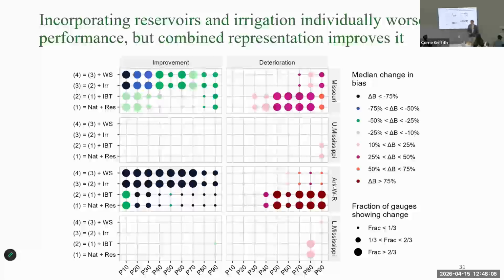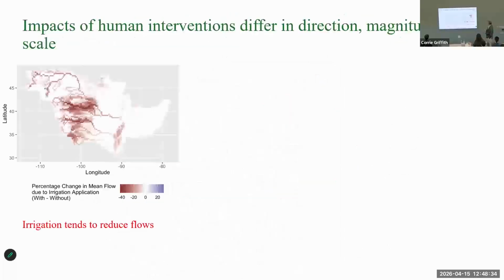Right. So that basically shows it's kind of intuitive, but it's nice to see some more detailed numbers, right? So we really need to put reasonable reservoir and irrigation together for some sub-watersheds in the Mississippi River Basin. If we miss one of them, then the results could even be worse, especially for low flow. Okay, and this is the impacts of human interventions. They differ in direction, magnitude, and scale.